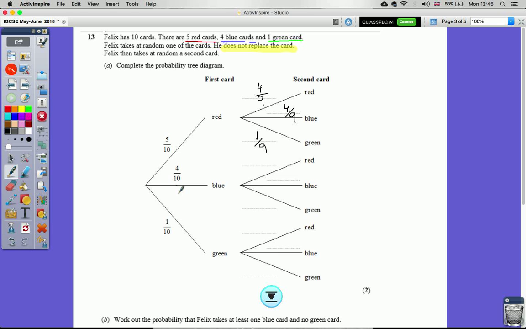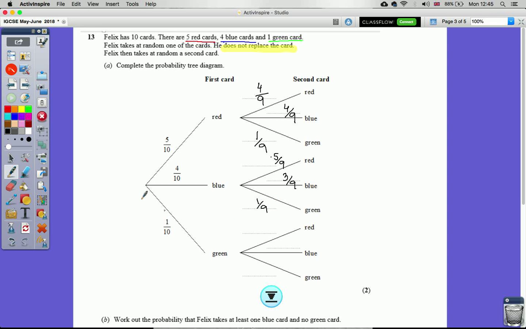Okay. Now, if you get a blue card the first time, then the probability of getting a blue next time will be 3 out of 9 because one blue card has already been picked and it has been kept. The number of red cards remain unchanged, so it will be 5 out of 9, and green will be 1 out of 9.